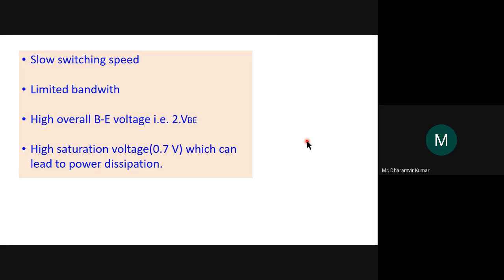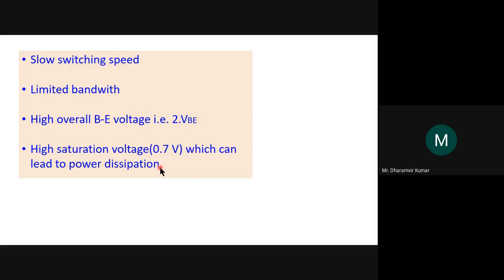And why is this important? Because we need to bias the base emitter junction in forward bias. Unless you bias these junctions in forward bias, you cannot use these as an amplifier. Here the requirement is that we need 2 into VBE, and knowing that VBE for a silicon transistor is around 0.7 volts, we require at least 1.4 volts at the input side so that the amplifier works properly. So this is also a limitation.